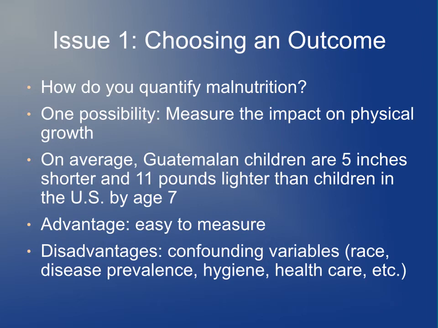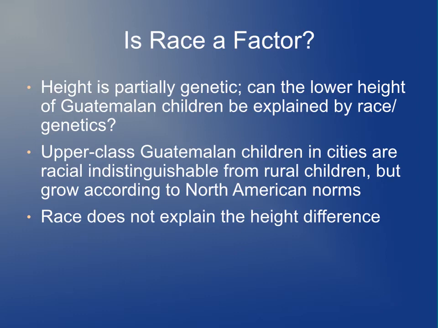They tried to, first of all, see whether this is a valid measure of malnutrition. The big confounding variable that could cause the problem is genetics or race. Some groups, like the Dutch for instance, are famous for being taller than most other populations. Is it possible that Guatemalans are just shorter genetically? Well, upper-class Guatemalan children in cities are racially indistinguishable from rural children, but they were basically the same height and weight as North American children. So it looks like the height difference is not due to genetics. It looks like it is probably the result of malnutrition and possibly other health problems. So they ended up using height as their outcome of interest here.